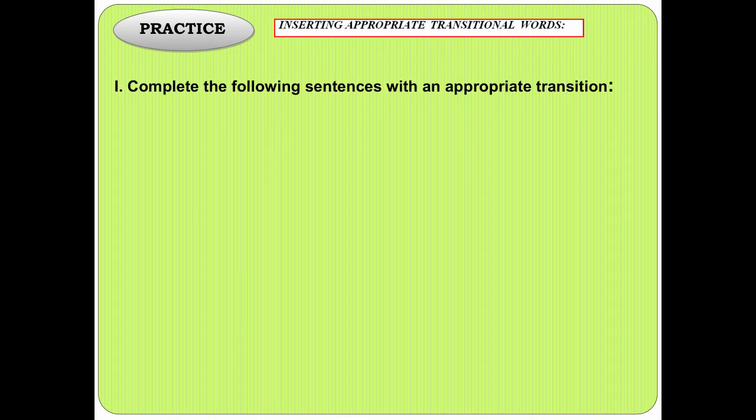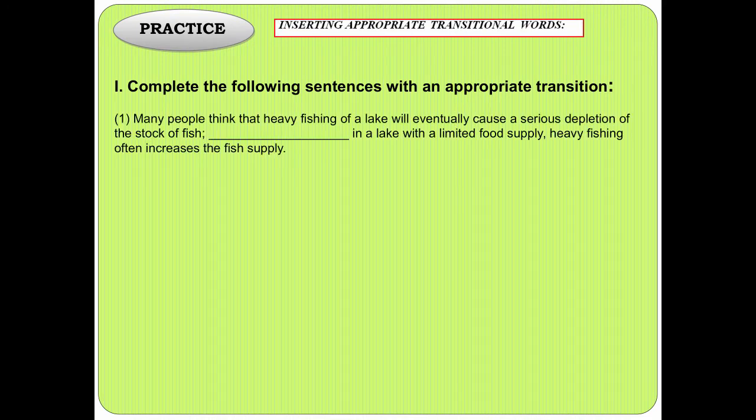Practice, inserting appropriate transitional words. 1. Complete the following sentences with an appropriate transition. Many people think that heavy fishing of a lake will eventually cause a serious depletion of the stock of fish. In a lake with a limited food supply, heavy fishing often increases the fish supply.